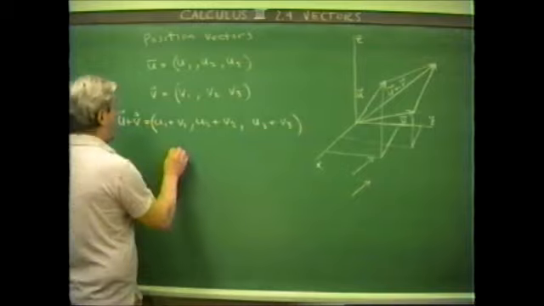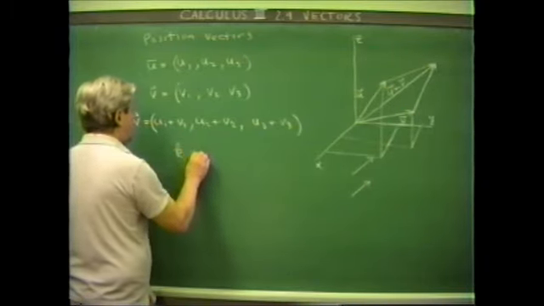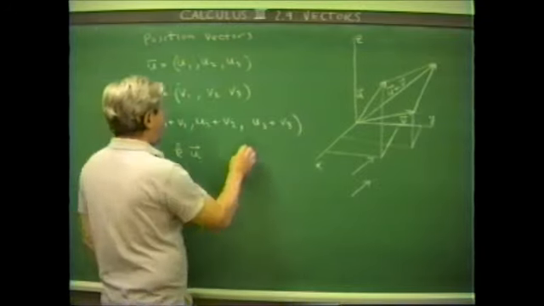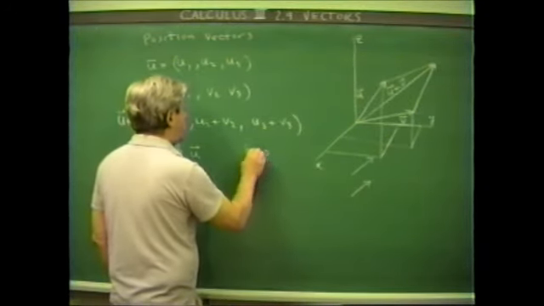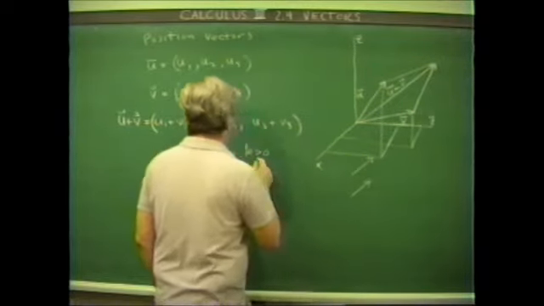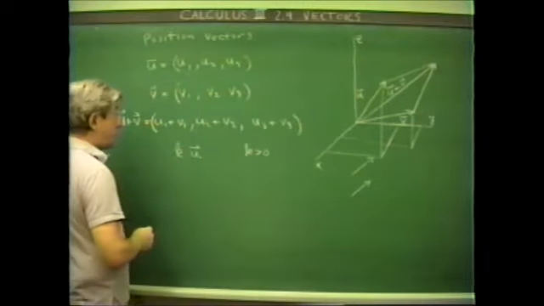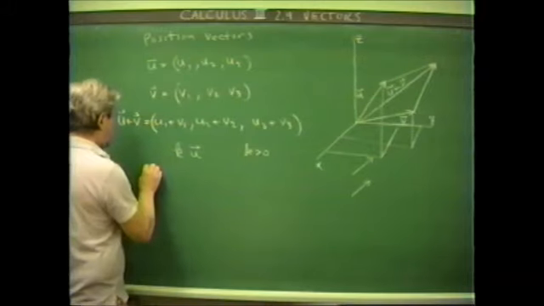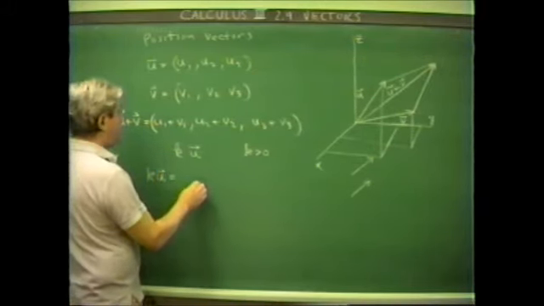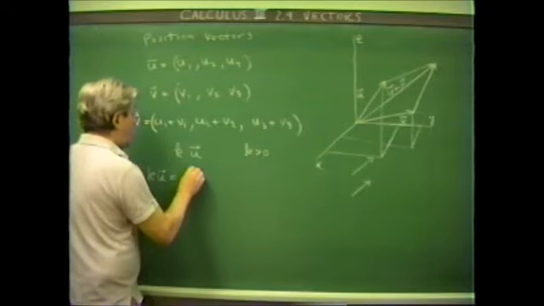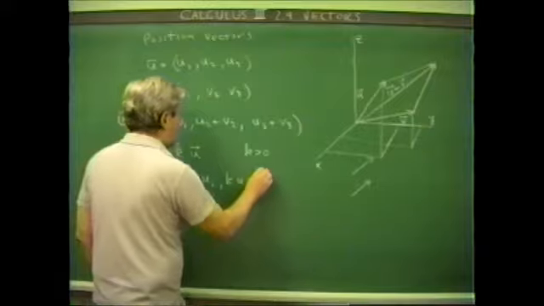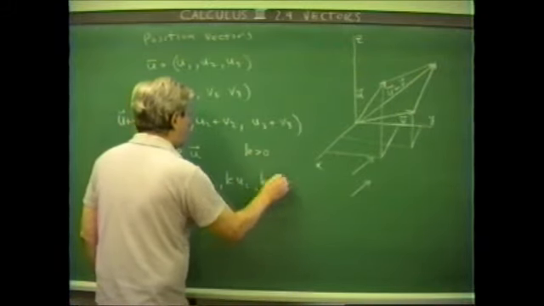We also want to be able to talk about a constant times a vector u. A constant times u, if k is greater than 0, is going to be a vector with the same direction, but whose magnitude is a constant times the previous magnitude. So that a constant times u here is going to be equal to ku1, ku2, ku3.